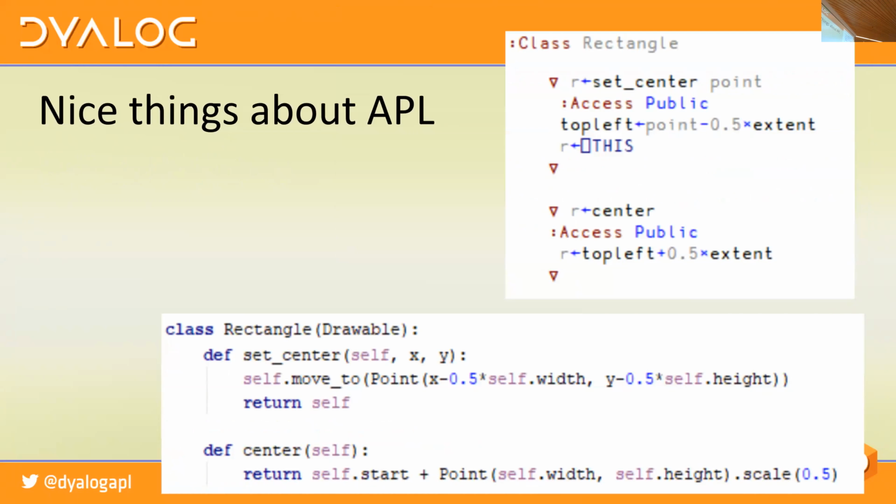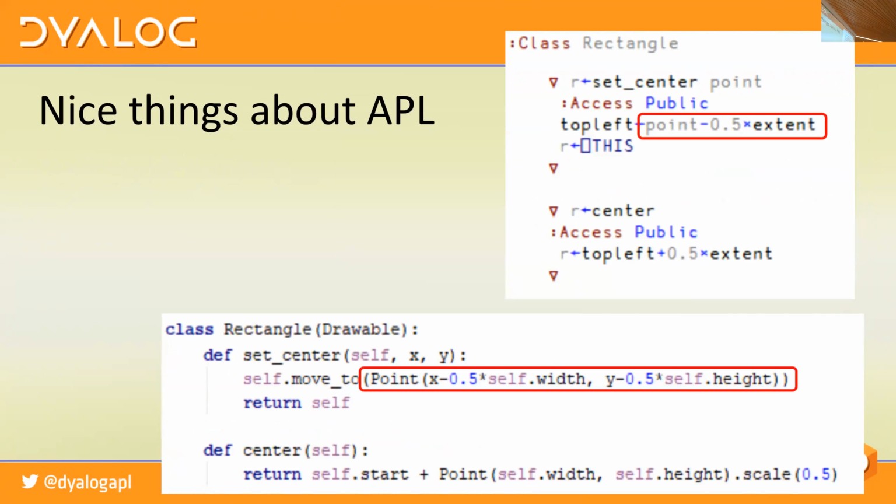The nice thing about APL, I mean, really, is when you're working on the points, right? If you want to find the top left, you take the center of the text. Now, if you want to set the center to a point, you take the point and then you subtract 0.5 times the extent of the text box. Whereas in Python, you're doing all this with self-width and self-height, multiplying each one separately by 0.5.